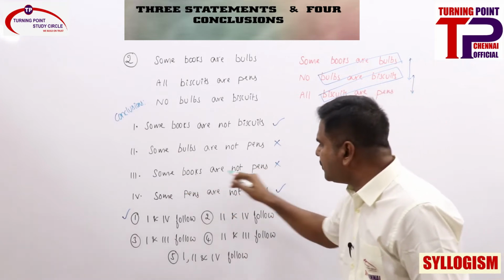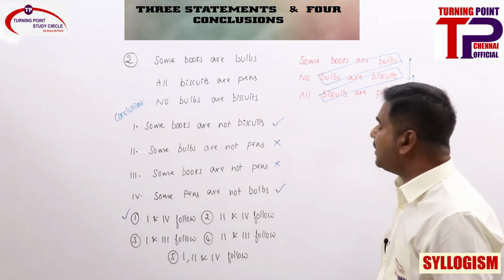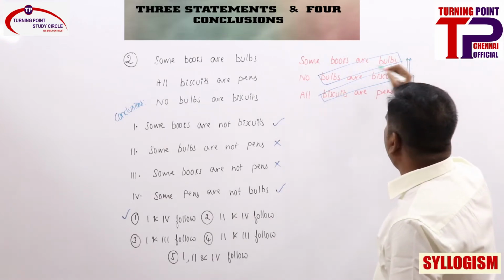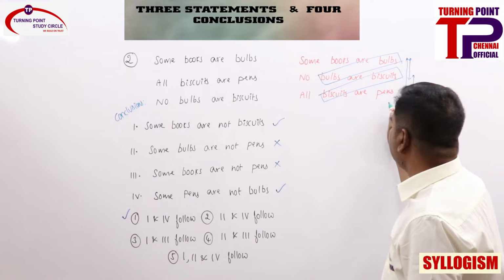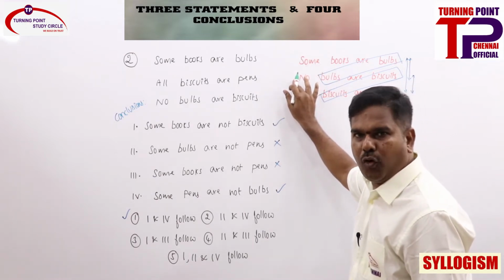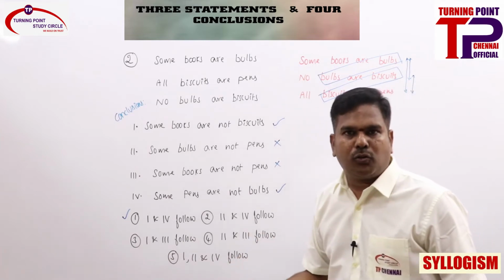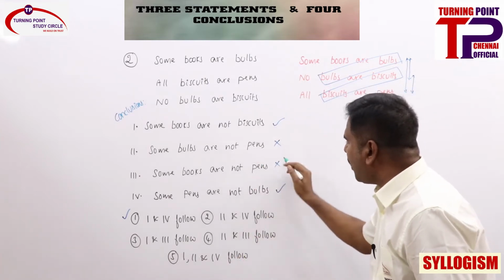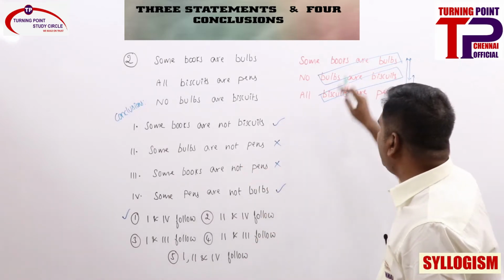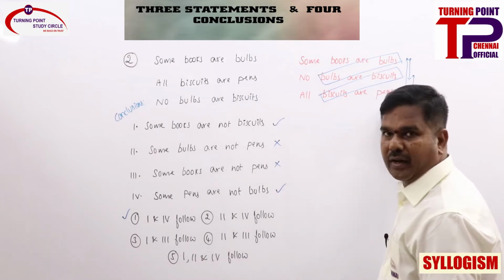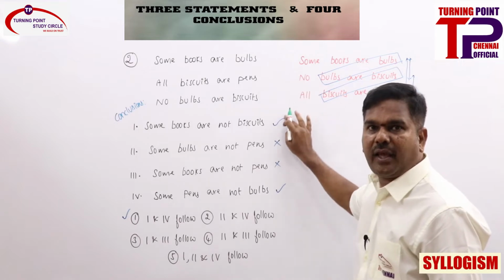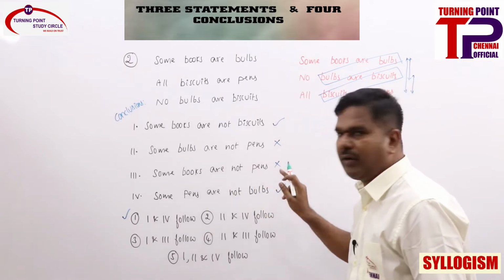Next one, some books are not pens. Where are books and where are pens, ma? So all these three together, we need to merge, right? Books in the first statement and pens in the last statement. See, the first one: what is I plus E, ma? I plus E is O. What is O plus A? No conclusion. So this one won't follow. Some books are not pens won't follow. Are you getting it, ma? So books and pens, relevant statements are the first and the last. All these three we need to merge. I plus E is O, plus A, no conclusion. That is the reason the third one is ruled out.